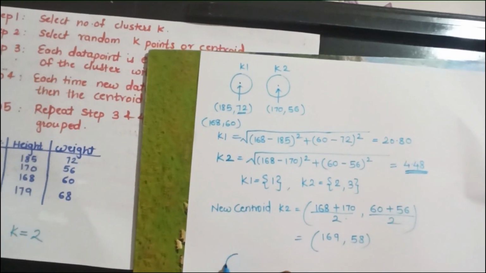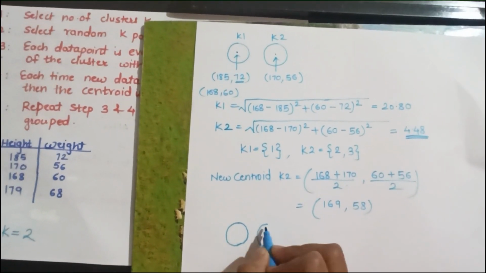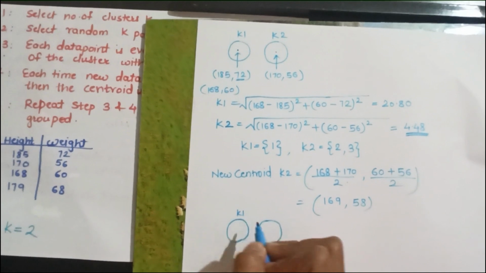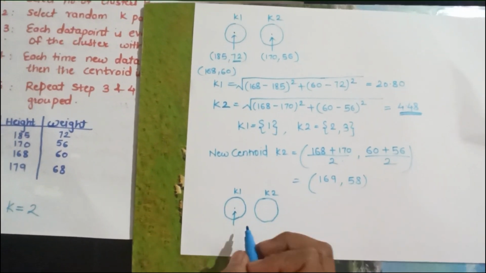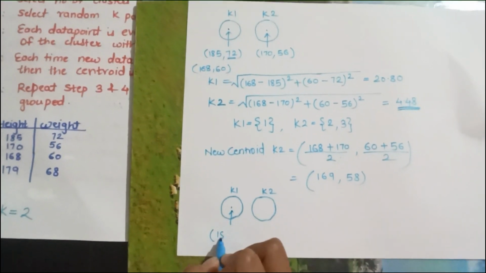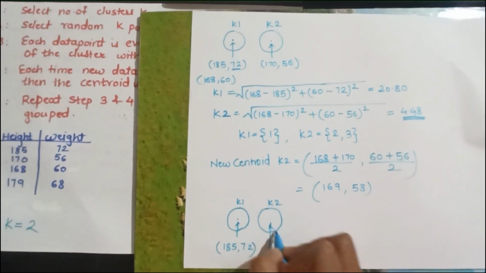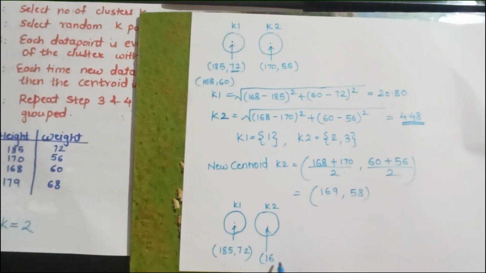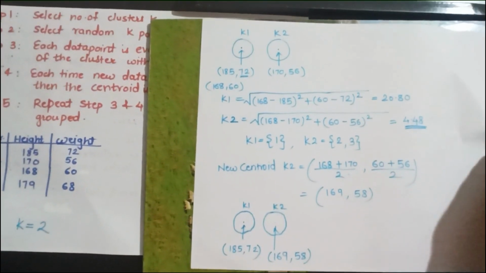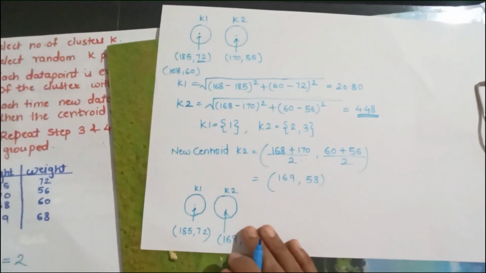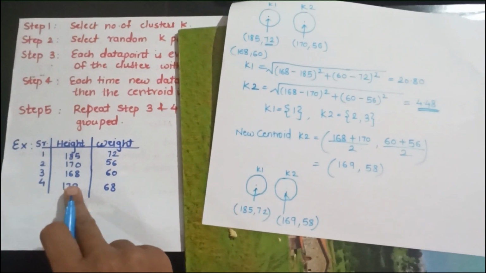So now the centroid value for cluster 2 gets changed, but the centroid value for cluster 1 will remain as it is. So this is cluster K1. Here the centroid value is 185 and 72 itself. It has not changed, and the centroid value for K2 is 169 and 58. So now we will calculate the distance for observation 4, that is data point 4.